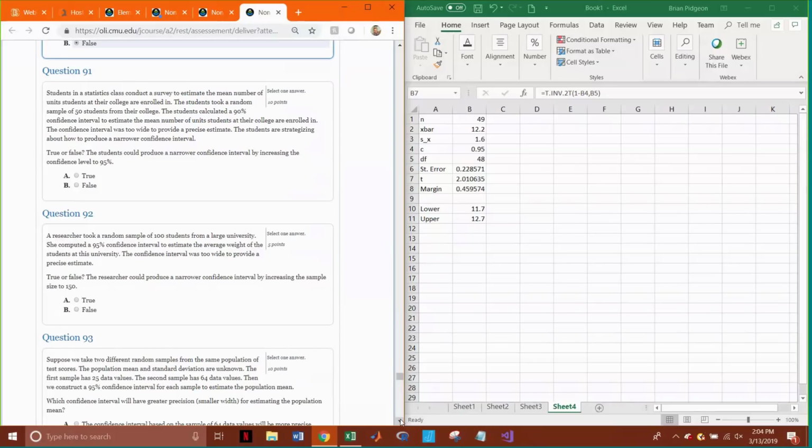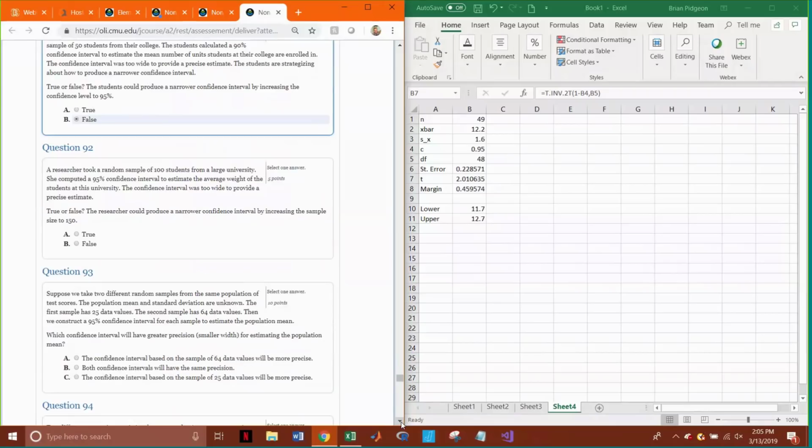So we have a 90% confidence interval initially, and so true or false. The students could produce a narrower interval by increasing the confidence level to 95. So we're raising it, so false. Going from 90% to 95% will widen the interval.